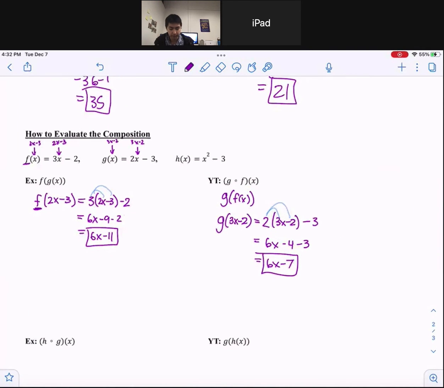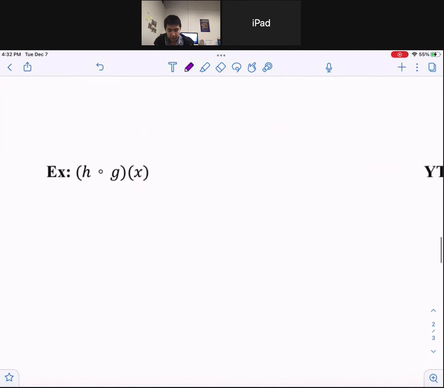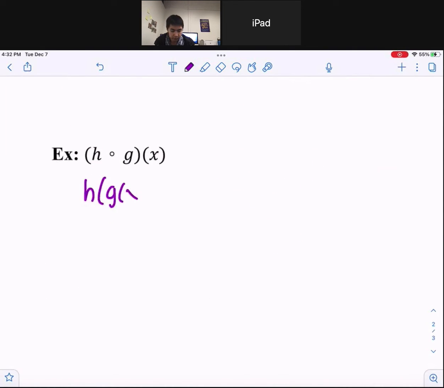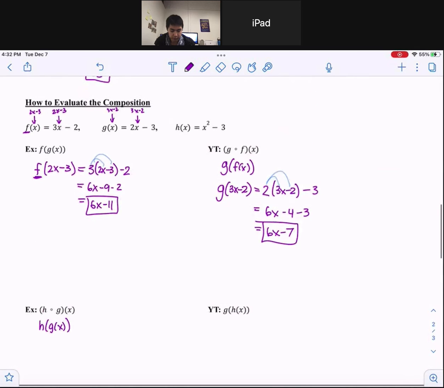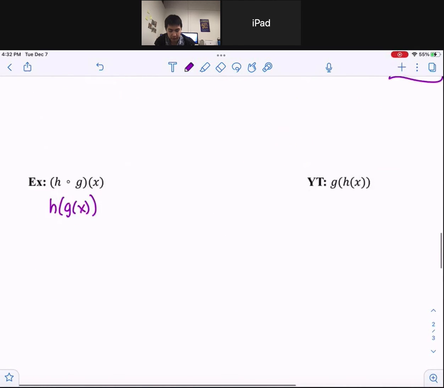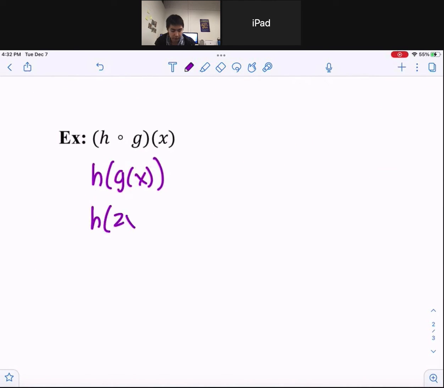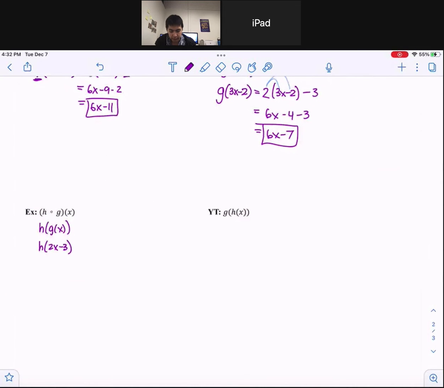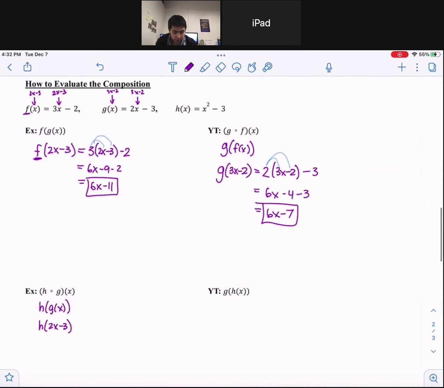Okay. This one, h of g of x, you guys. So what is your g function? That is 2x minus 3. So this is h of 2x minus 3. Everywhere in the h function, the x value is going to be 2x minus 3. Substitute 2x minus 3 in for x. So this is going to look like (2x minus 3) squared minus 3. 2x minus 3 to the second minus 3.